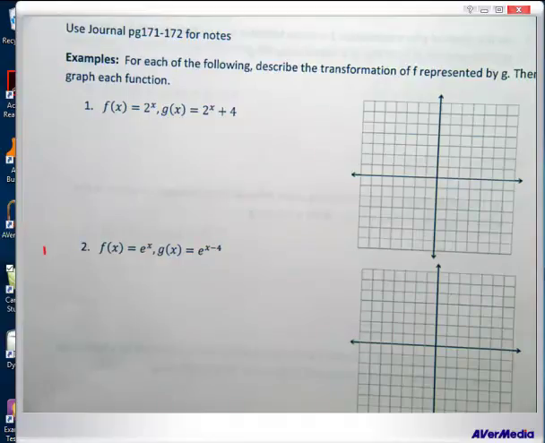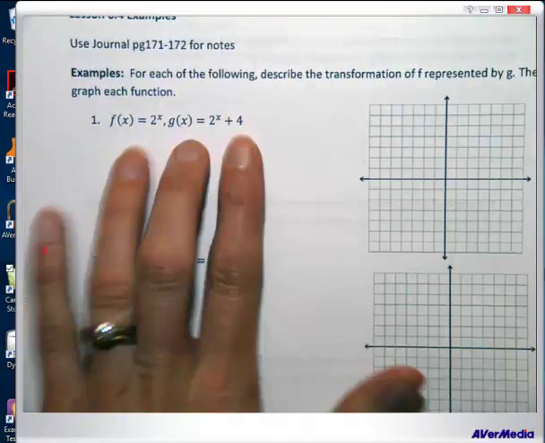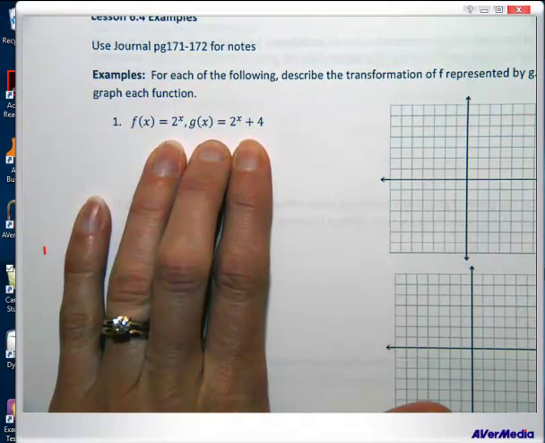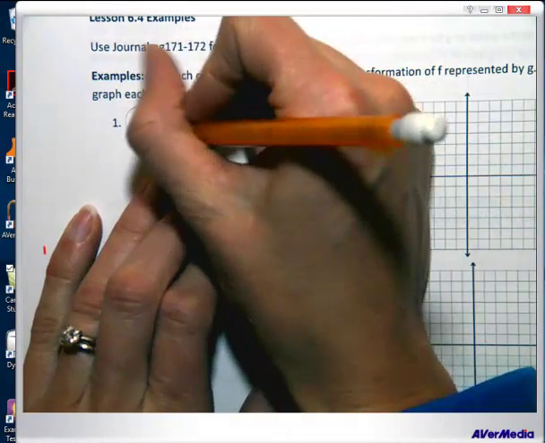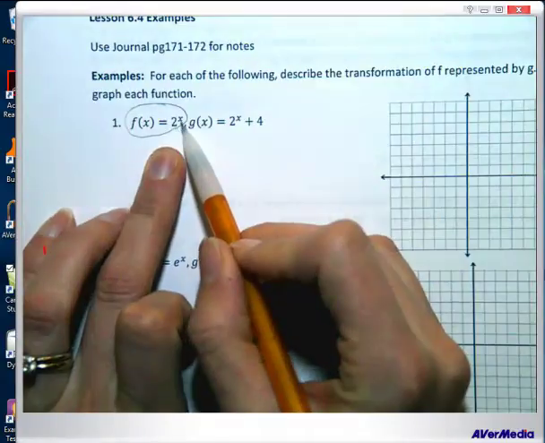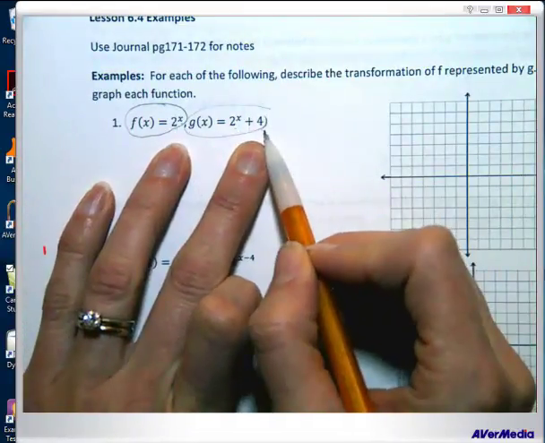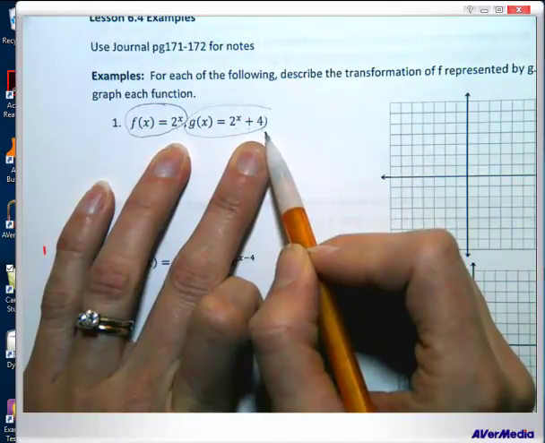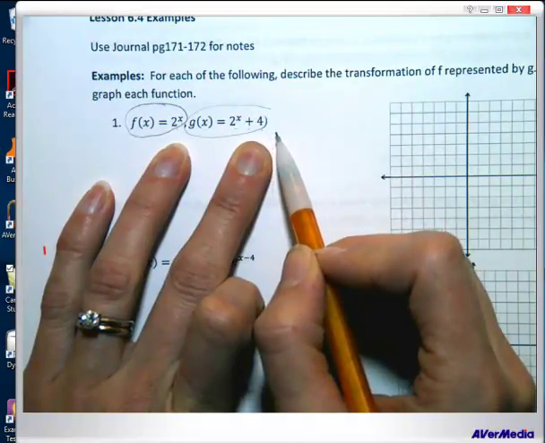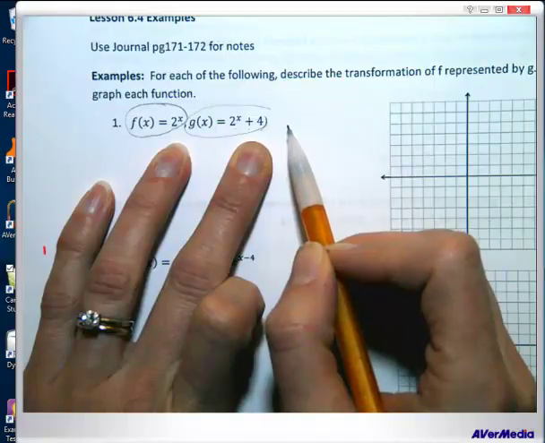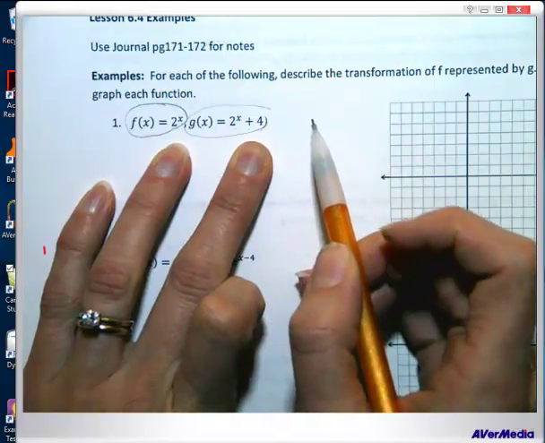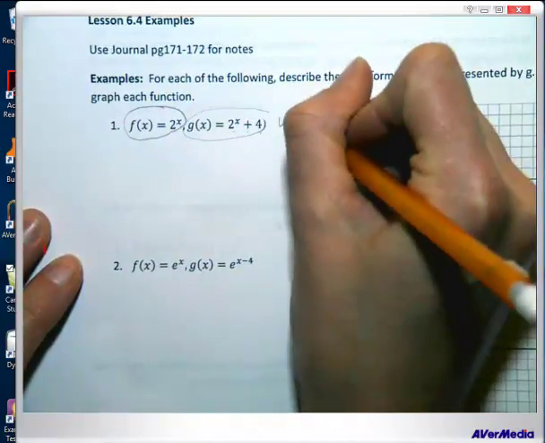So first ones, number 1 and 2, it says, for each of the following, describe the transformation of f represented by g, and then graph each function. So first of all, before even graphing, you should be able to recognize that if f of x equals 2 to the x, and g of x equals 2 to the x plus 4, there's been a translation, how? Tori? 4 units up. Elliot, is that what you said also? Yeah, this is going to go up 4 units.